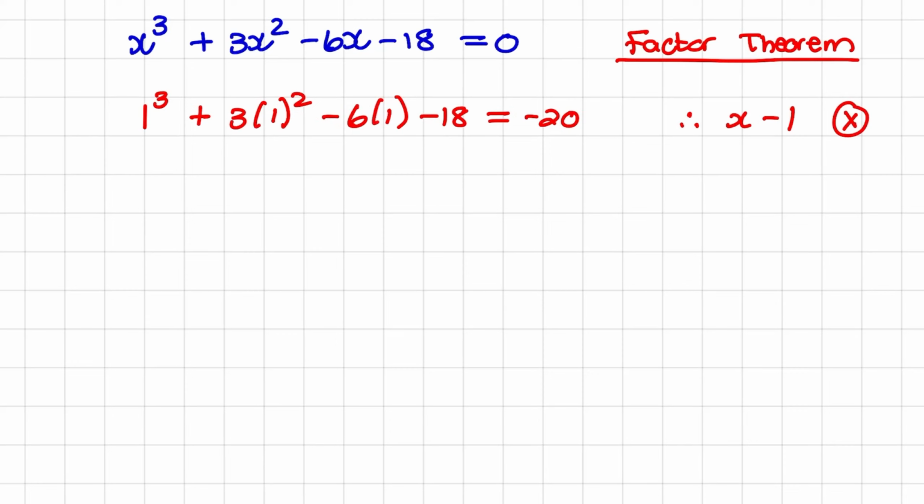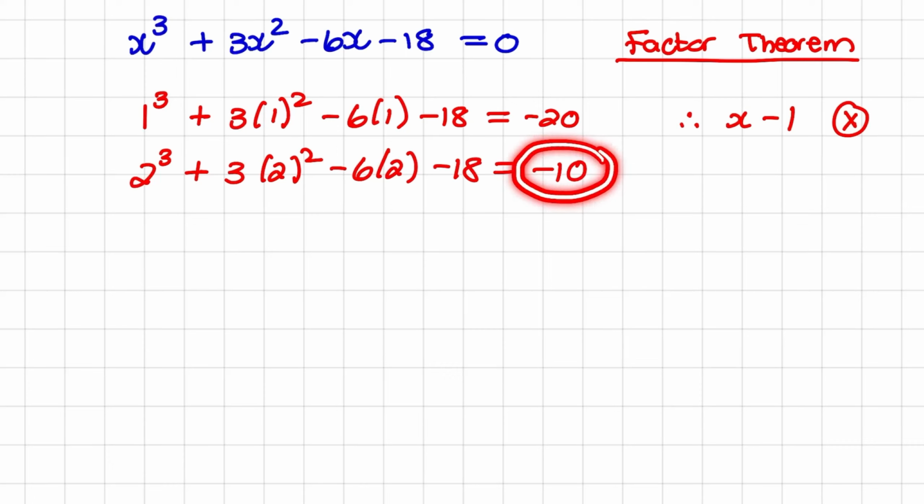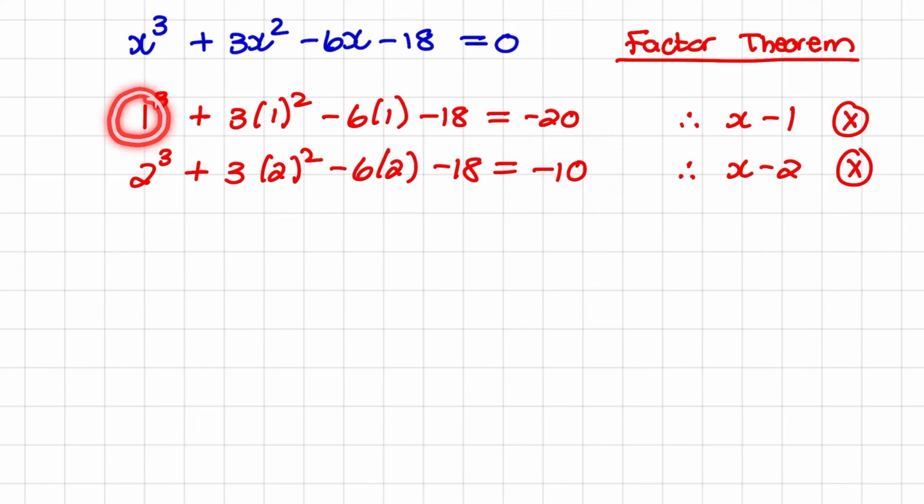Now let us test 2. So 2 cubed plus 3 times 2 squared minus 6 times 2 minus 18 is equal to negative 10. And that also is not 0. So therefore, x minus 2 is not a factor. Notice that I've tested positive 1, but the factor is actually x minus 1. And I tested positive 2, but the factor that I'm testing is x minus 2.